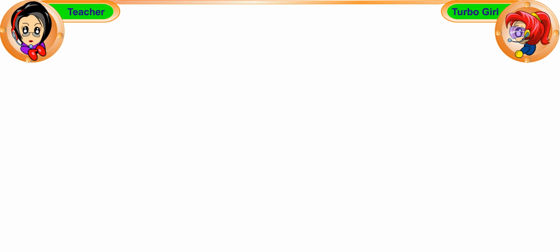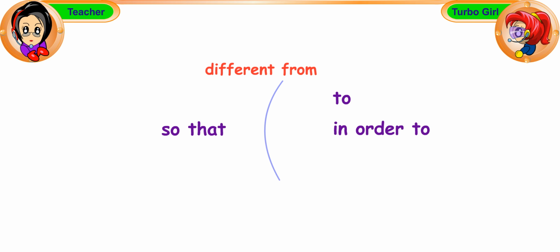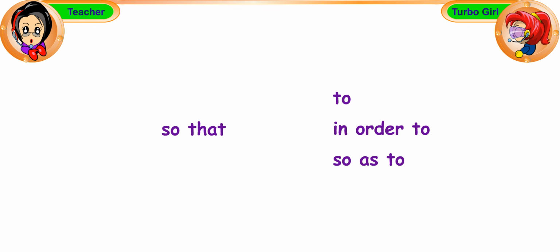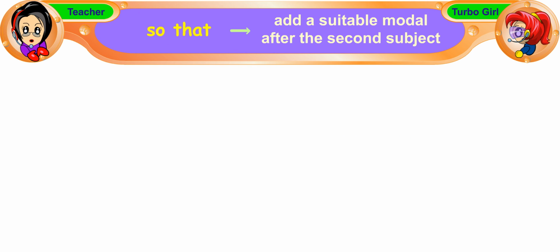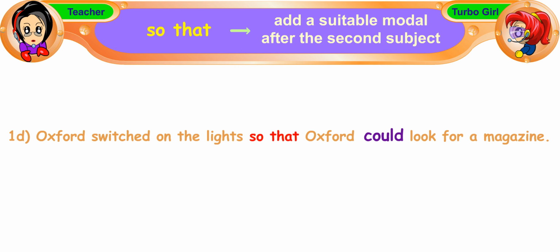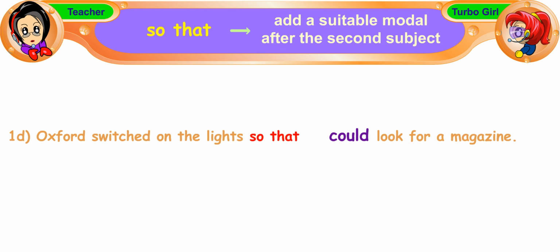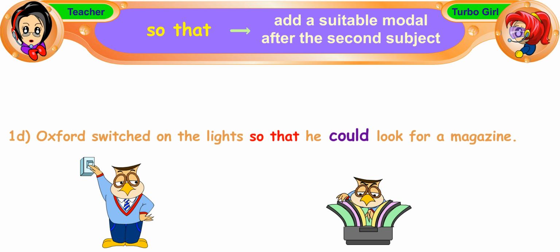Let's now look at the conjunction or linking word so that. So that is different from to, in order to, and so as to. When we use the conjunction so that, we must add a suitable modal, for example, could, after the second subject. So we have 1d. Oxford switched on the lights so that Oxford could look for a magazine. In addition, if the two subjects are referring to the same person, change the second subject to a suitable pronoun. So we change the second subject, Oxford, to the pronoun he. So we have 1d. Oxford switched on the lights so that he could look for a magazine.